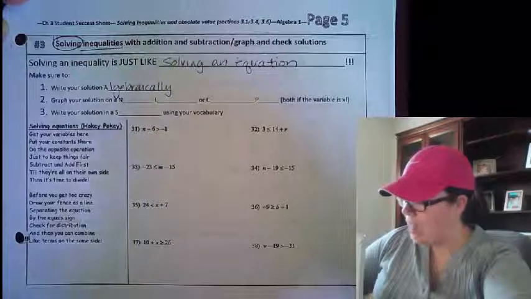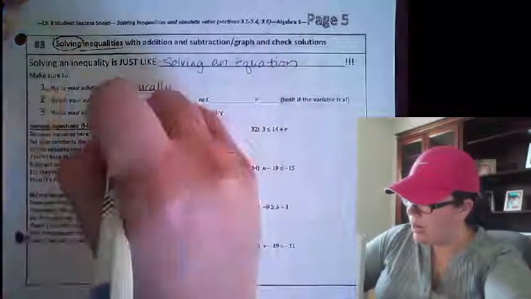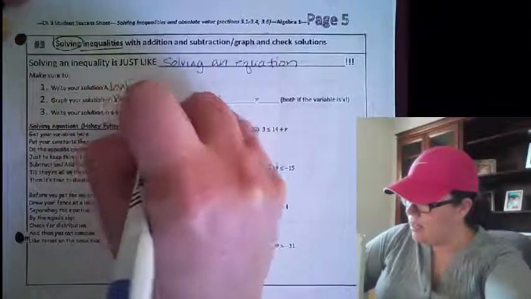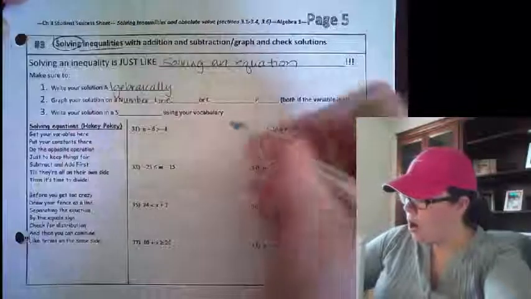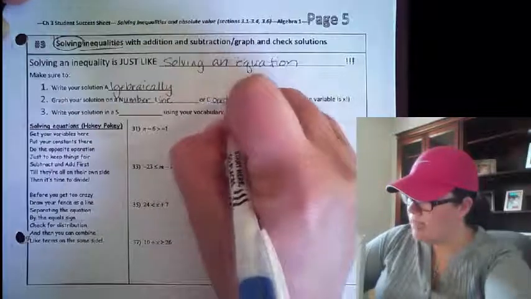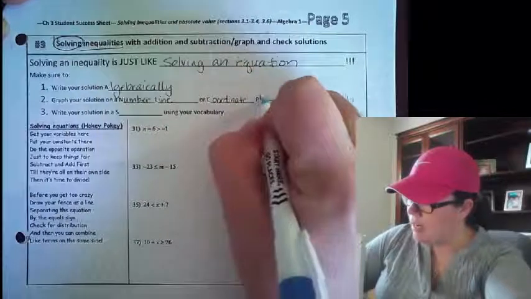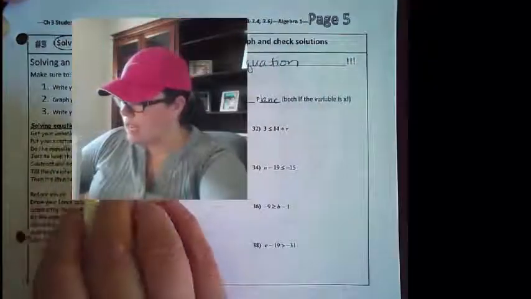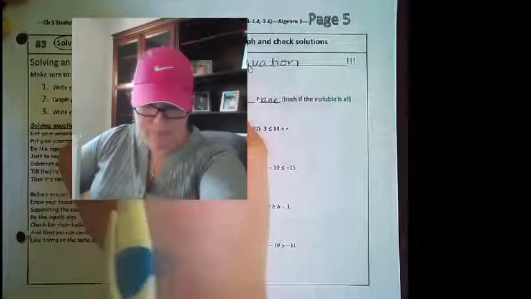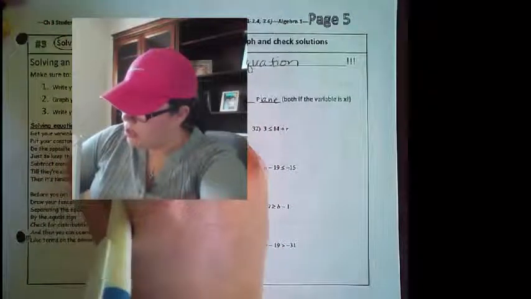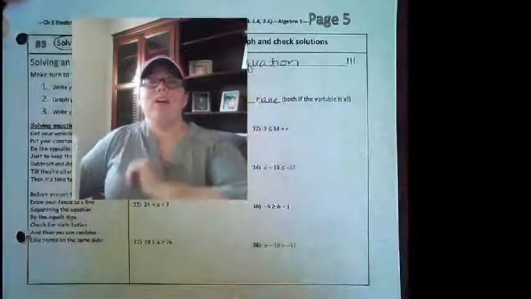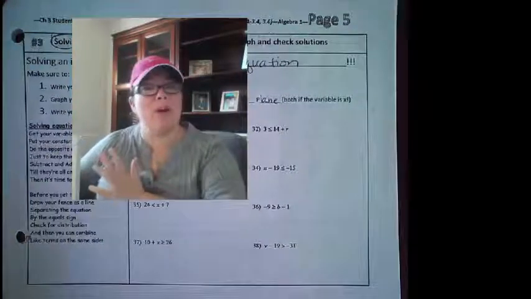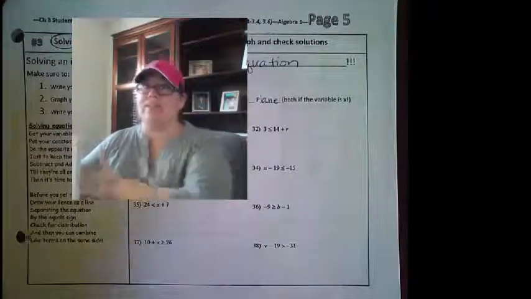And then after that, you're going to graph your solution on a number line or on a coordinate plane. Write your solution in a sentence using your vocabulary.